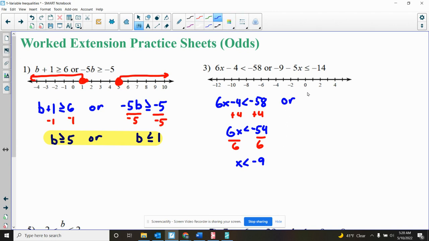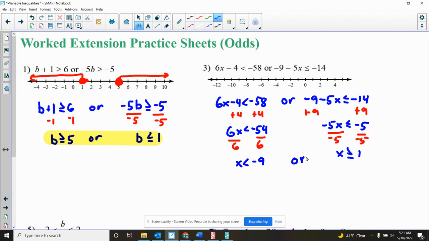So over here then, -9 minus 5x less than or equal to -14. Add the 9. So -5x less than or equal to, this would be -5. A division by -5. Notice it's a negative number we're dividing by. The red number is -5. So I'm going to change the direction of the inequality.